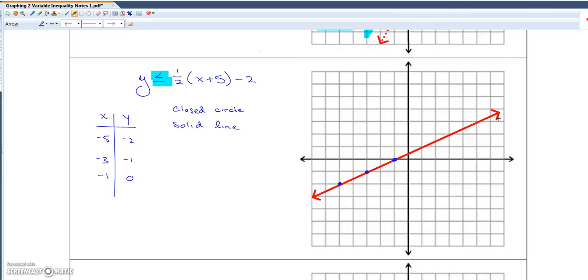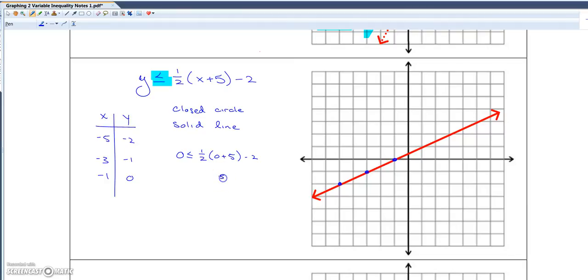So now the last question is, which side shows my answers? Should I be coloring on the top side or the bottom side? Well, the easiest way to check is for you to pick a point and see if it makes it true or not. Is 0 less than or equal to 1/2 of 0 plus 5 minus 2?